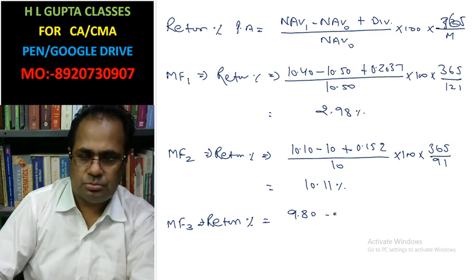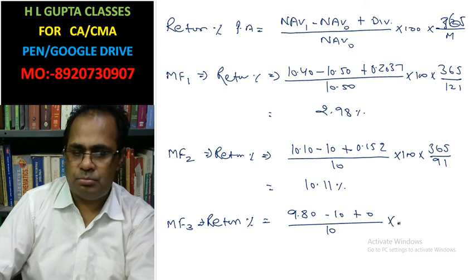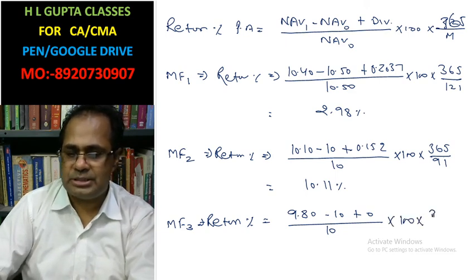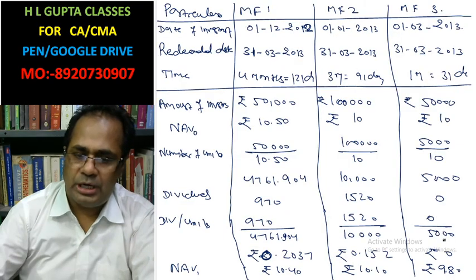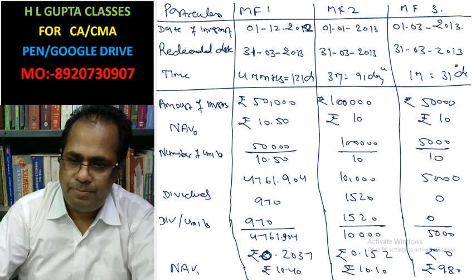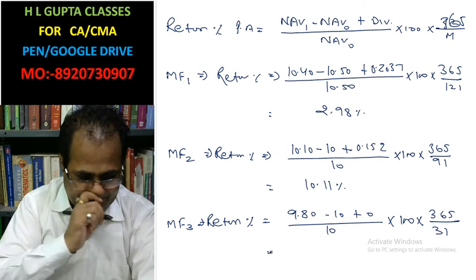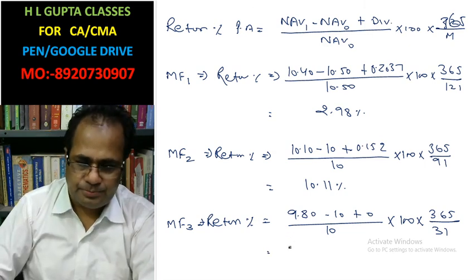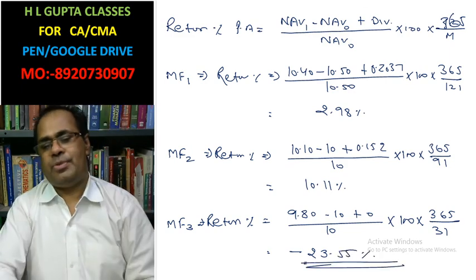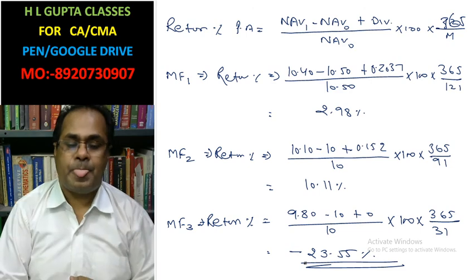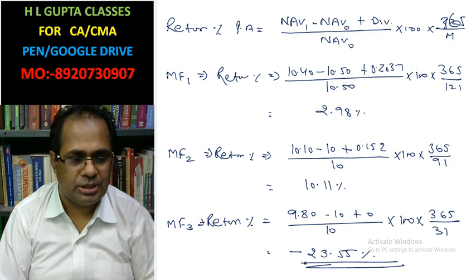For mutual fund 3: 9.80 minus 10 plus 0, divided by 10, into 100, into 365 divided by 31 days. All days are calculated here. The return percentage in this case is minus 23.55%. This is a very easy question, and it has come in your exam more than 2-3 times.